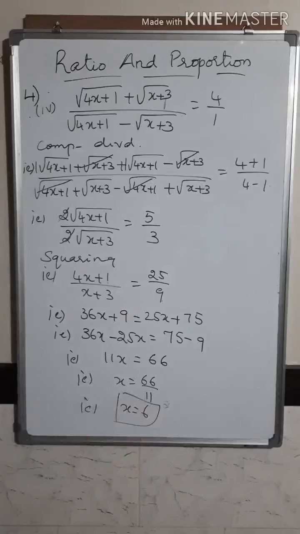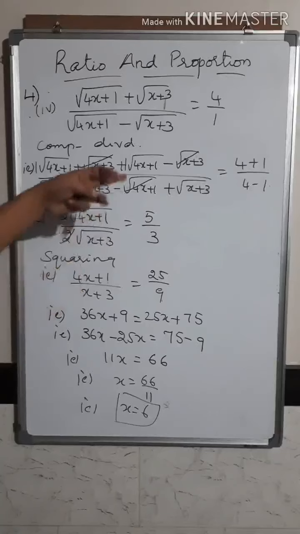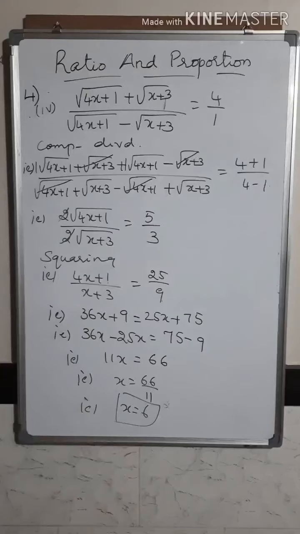Now here, since you got a square root, to remove the square root you have squared it on both the sides. If you have got a whole square, you have to take the square root. If you have got a whole cube, you have to take the cube root. So this is how you completely work out the problems based on the properties of componendo dividendo.